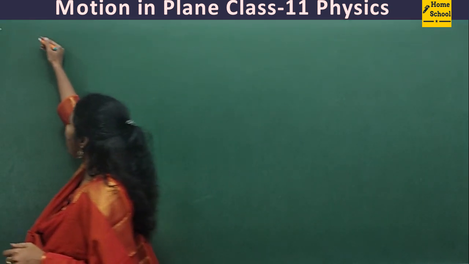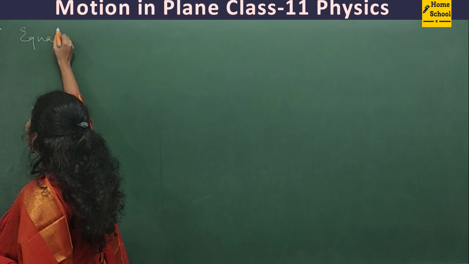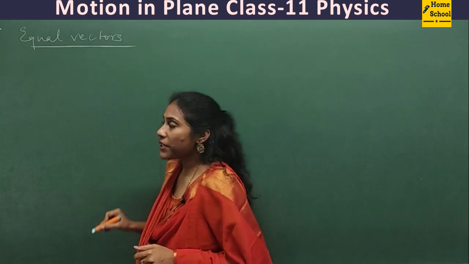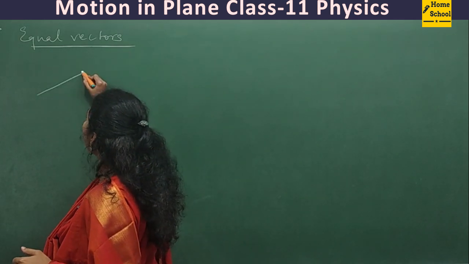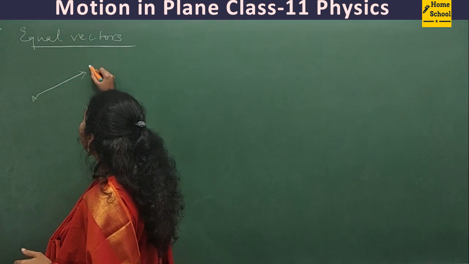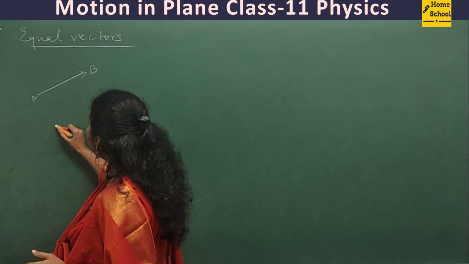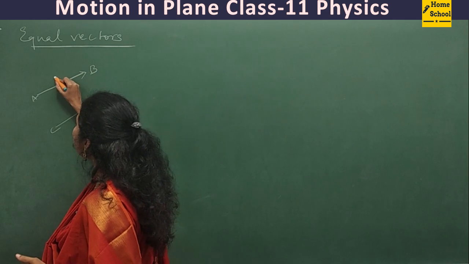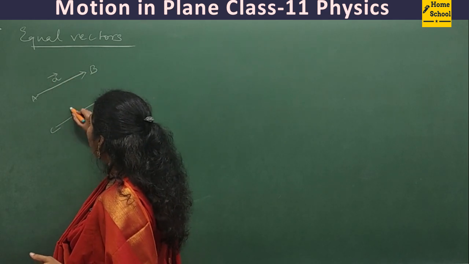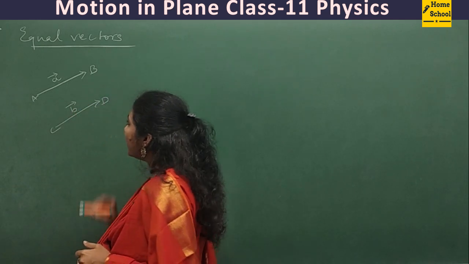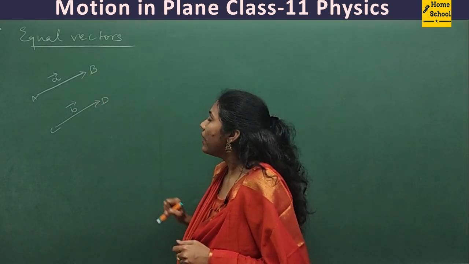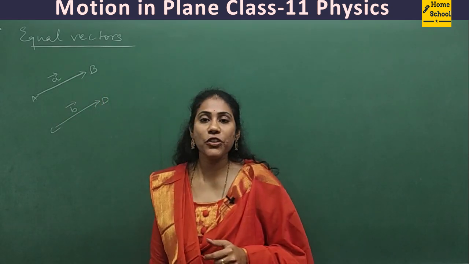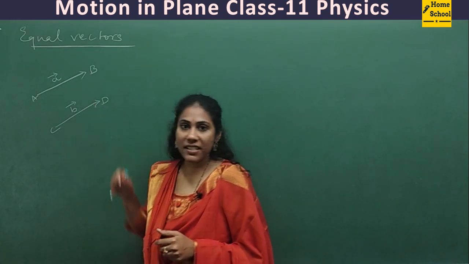See guys, the next type of vector is equal vectors. What do you mean by equal vectors? Just observe here, this is one vector, AB vector, and another vector, CD vector. AB vector can be written as A bar and this can be written as B bar. This is one vector, this is another vector. If you can see these arrows, magnitude is the same, direction is also the same. Actually their unit vectors are the same.